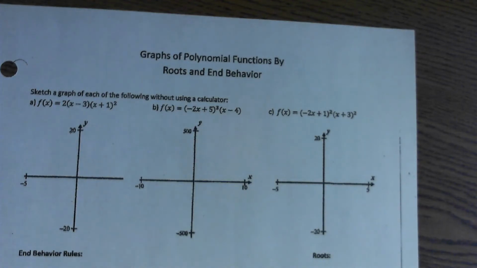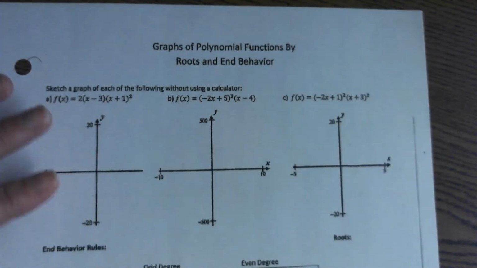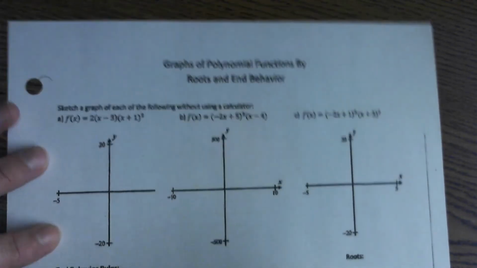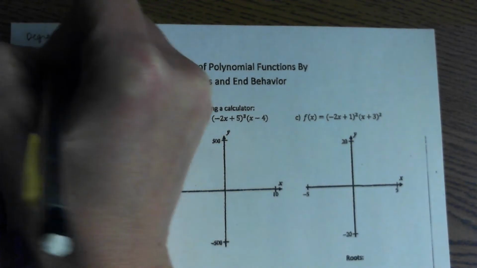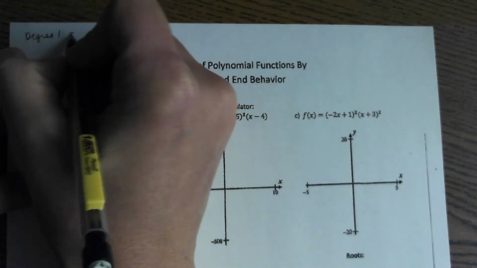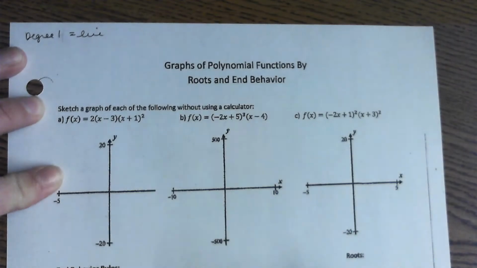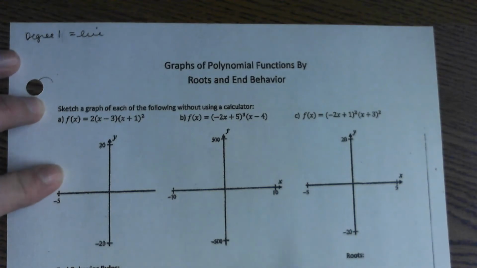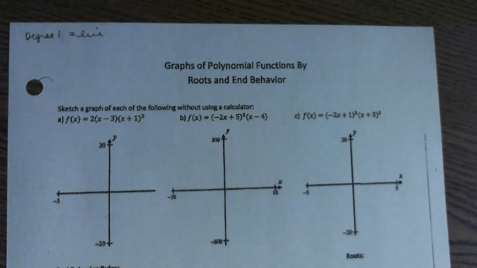You know how to graph polynomials with a degree of 1, like a line, and you know how to graph polynomials with a degree of 2. Oops. So a degree of 1 is a line. We use a totally different technique on a line. Obviously, we use y equals mx plus b, the slope and the intercept.